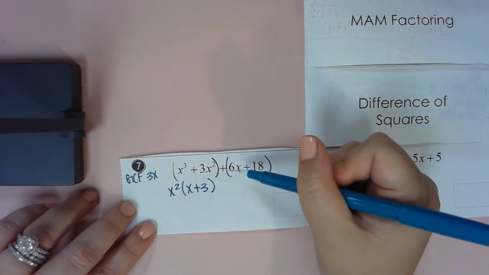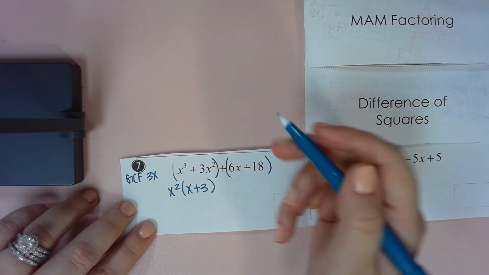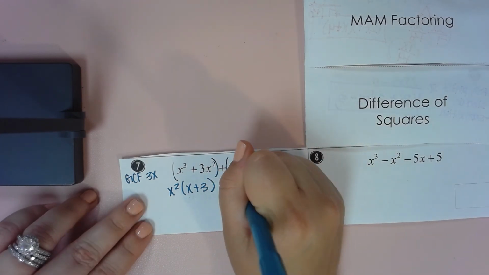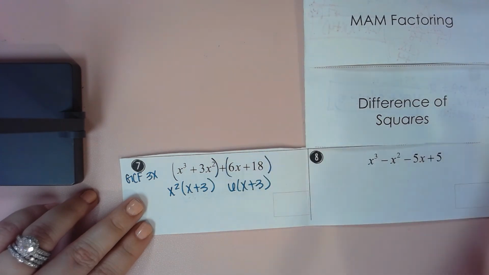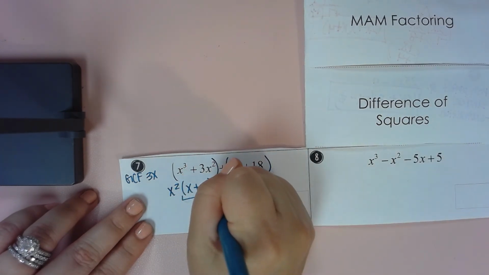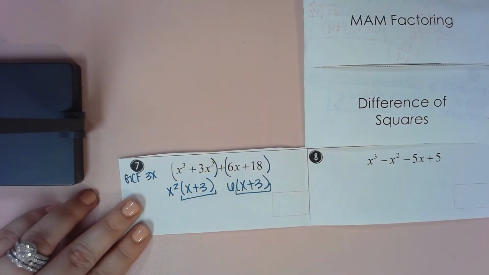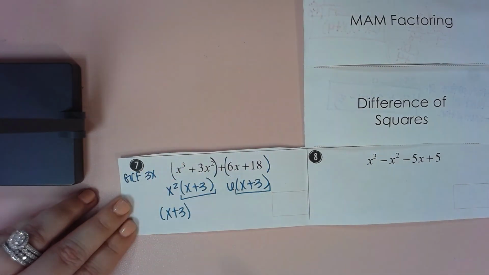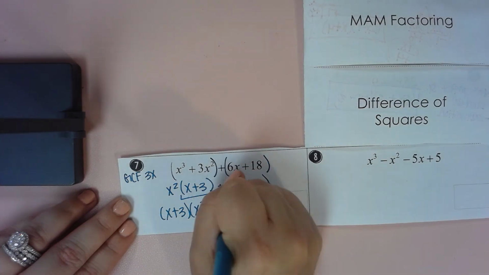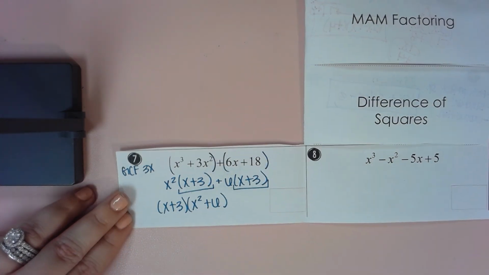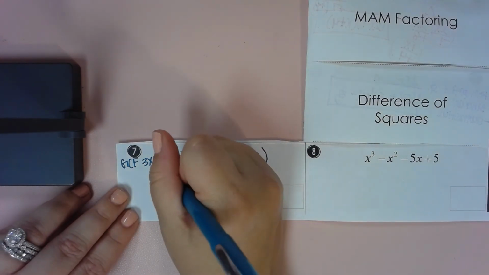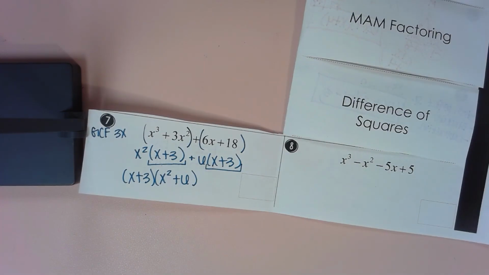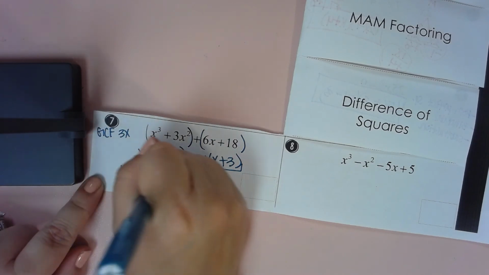Then I need to find the GCF in this group. 6. Now it leaves me with x plus 3. So see, we have x plus 3 and x plus 3. That's how it needs to be. That means that that is my main GCF. So I put it in the front in parentheses. And then x squared plus 6 also gets put in its own set of parentheses. And that's my final answer.